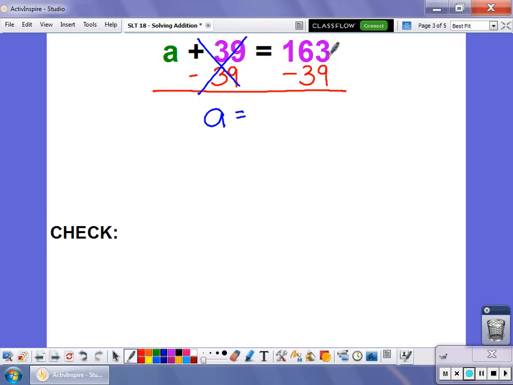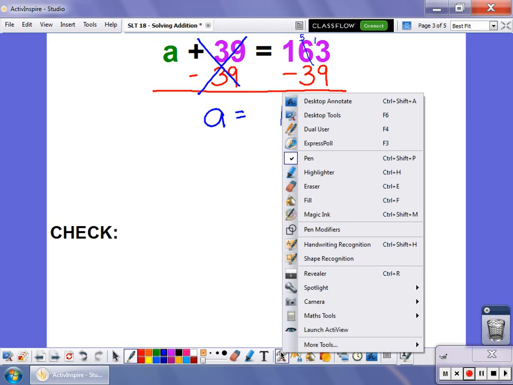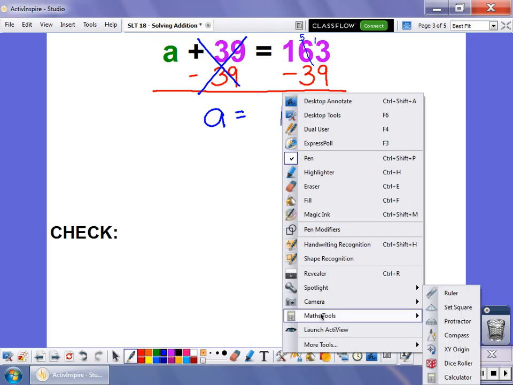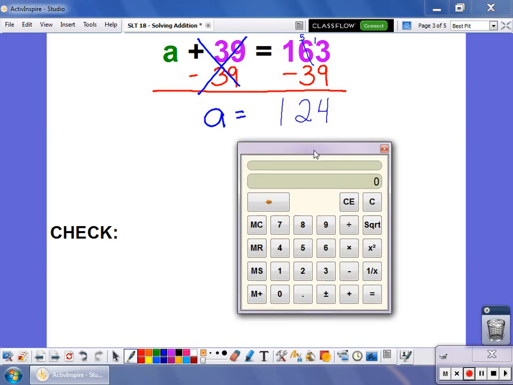Now, if I want to do this math in my head, I definitely can do that. I would have to regroup. 13 take away 9 is 4. This is a 5. 5 take away 3 is 2. And I have my 1. A equals 124. But this is one of those times where we're going to let you use a calculator.